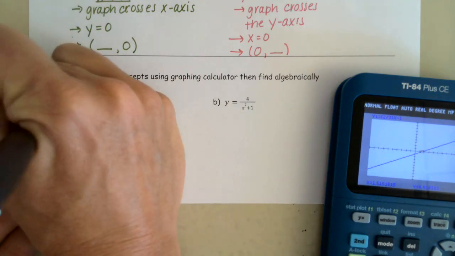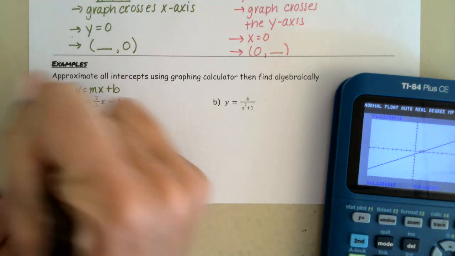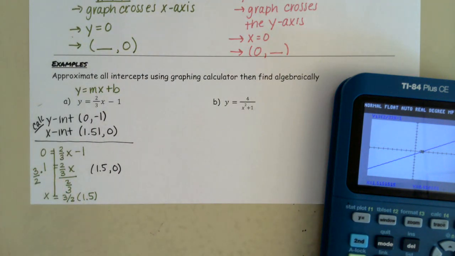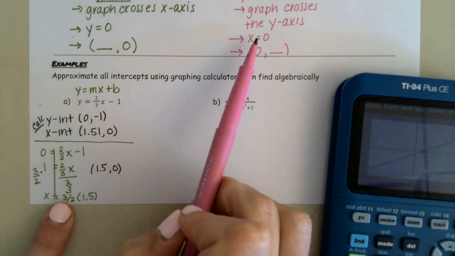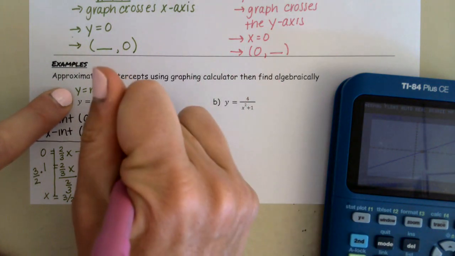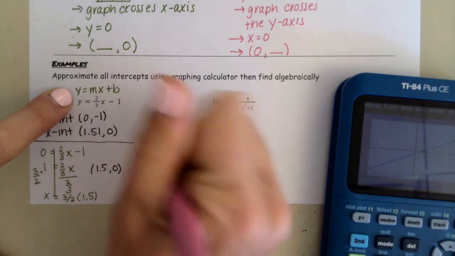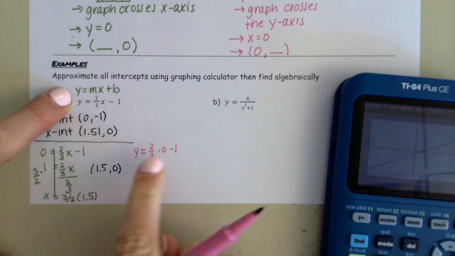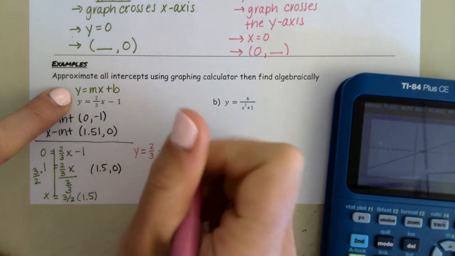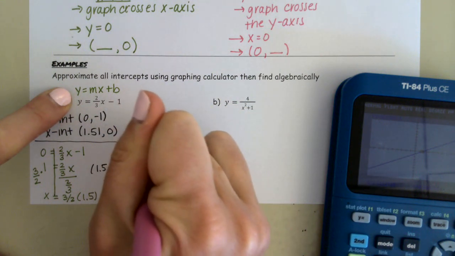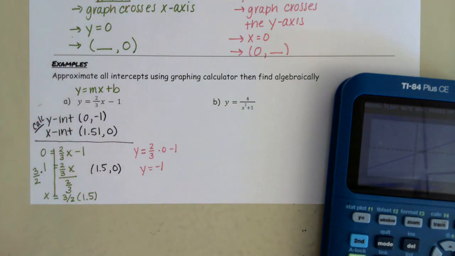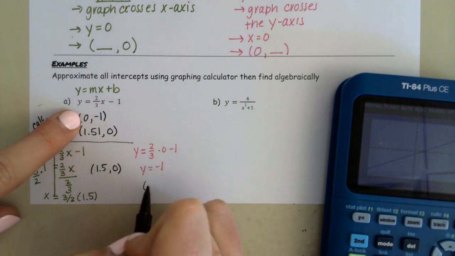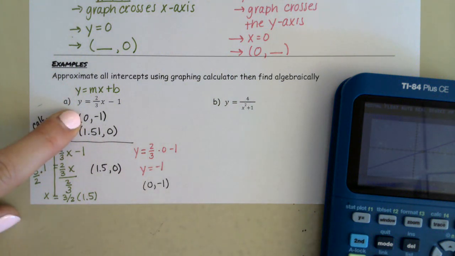This was using my calculator. This bottom is algebraic. My y-intercept is by plugging in 0 for x. So y equals 2/3 times 0 minus 1. Anything times 0 is 0. 0 minus 1 is -1. Y equals -1. So my y-intercept is at 0, -1, which is exactly what we got here.